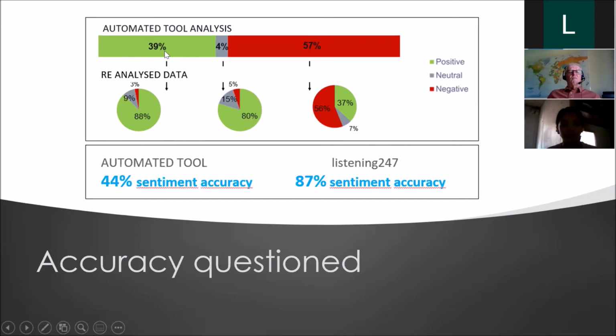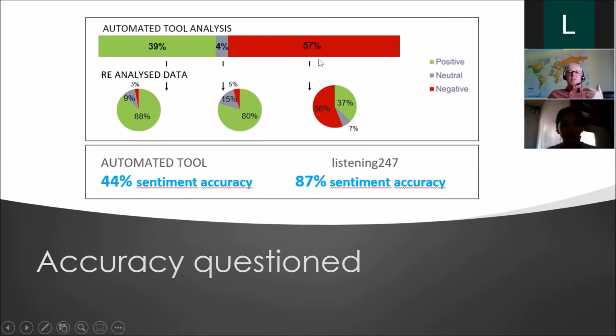And when we reanalyzed it in the depth that we do, we found that they claimed 39% of posts were positive. When we reanalyzed it, we came up with 88% being positive, 9% neutral, and 3% negative, which isn't too bad. Of the ones that were neutral, we found that actually 80% were positive.